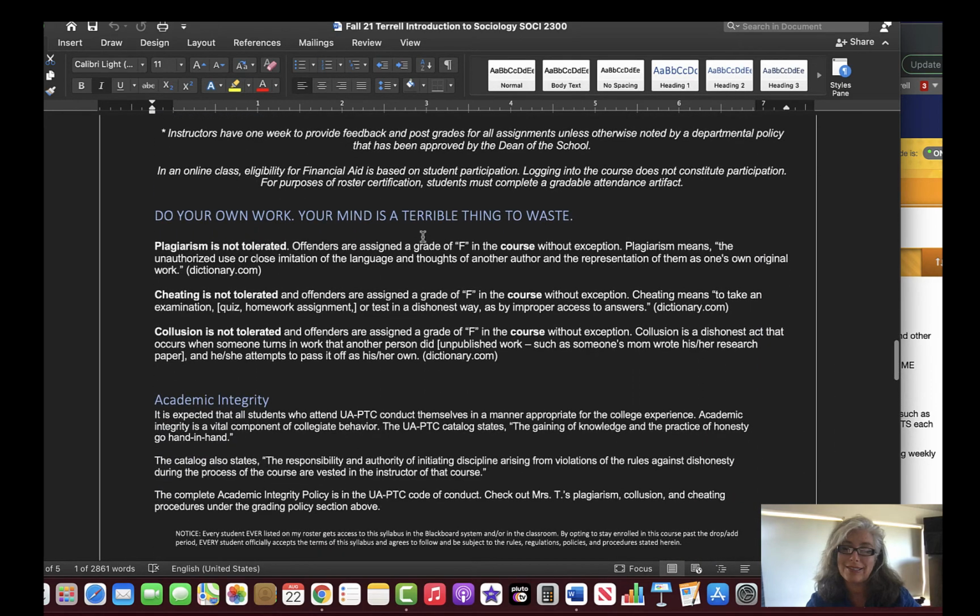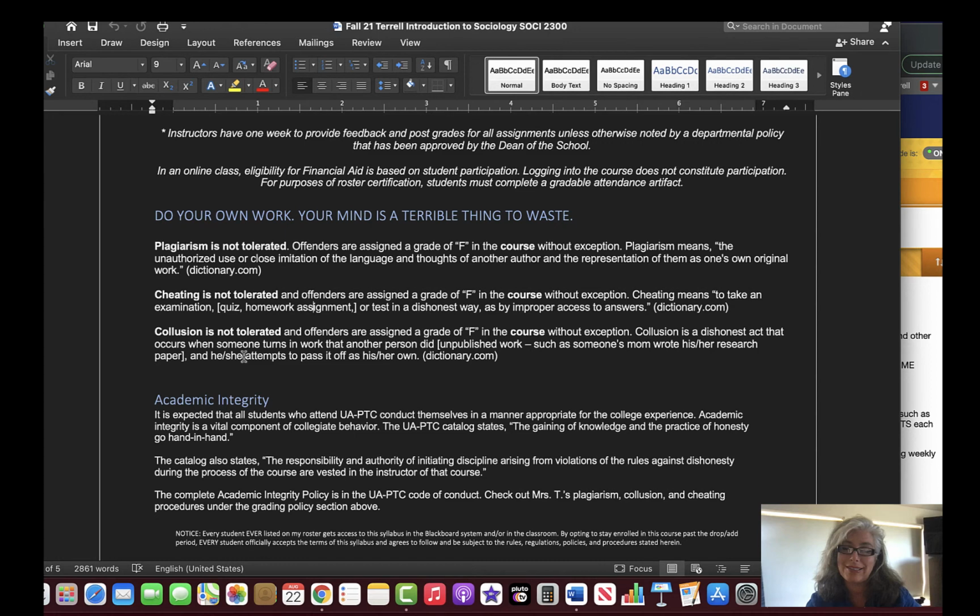Do your own work because your mind is a terrible thing to waste. I guess I need to cite the NAACP right there for that credit so that I am not plagiarizing here. That is the NAACP that has that as the motto or slogan, I guess is the word, from back in like the 80s and 90s. I don't know that you still see that in public service announcements, but it comes from the NAACP. So anyway, don't plagiarize, don't cheat, don't collude.